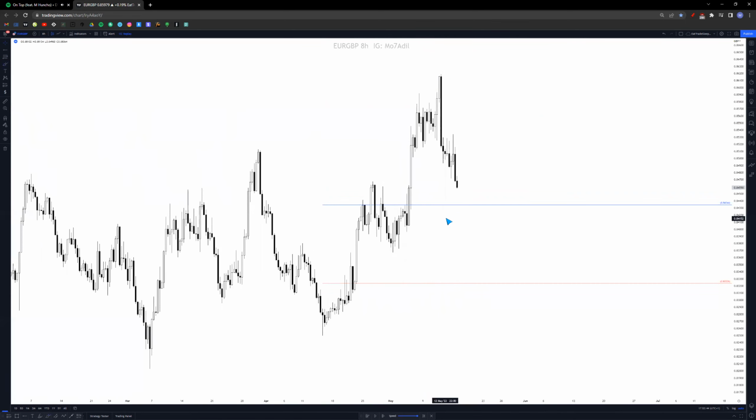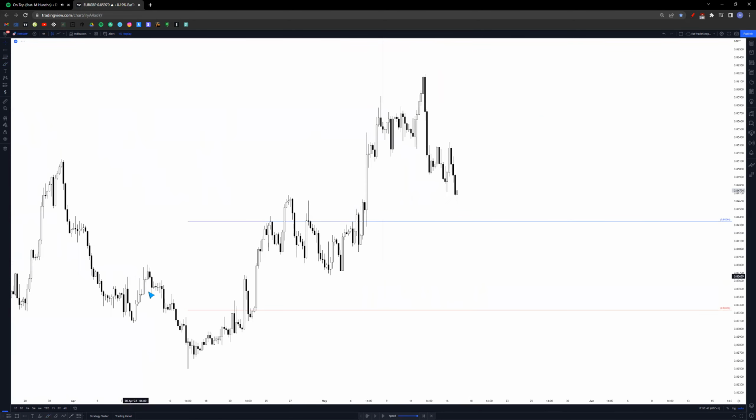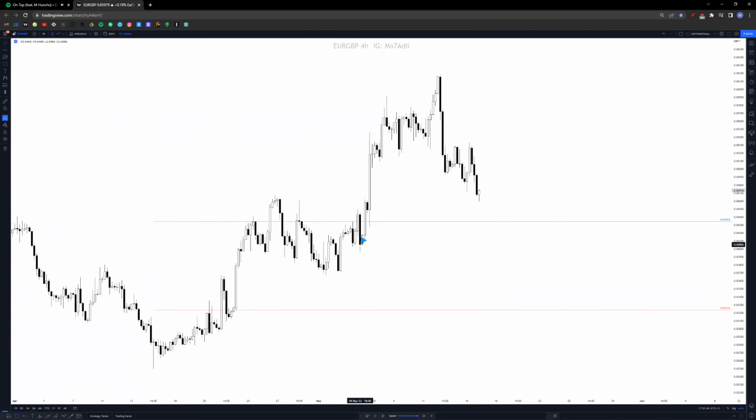If I go on, for example, the 4-hour. All right, cool. So we have quite a few demand zones here. So we have imbalance. Imbalance in a bullish trend indicates that there's a demand zone below it. Imbalance in a bearish trend indicates that there's a supply zone above it. Okay, so we have this imbalance over here, which indicated that there's a demand zone, and then we also have this demand zone over here.